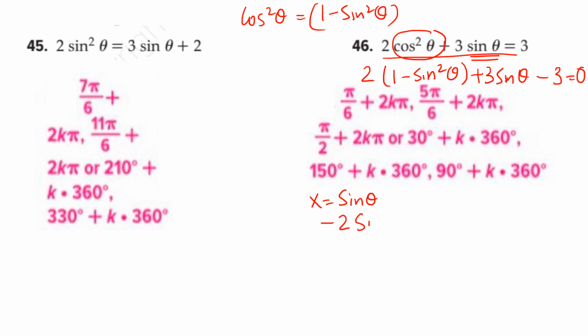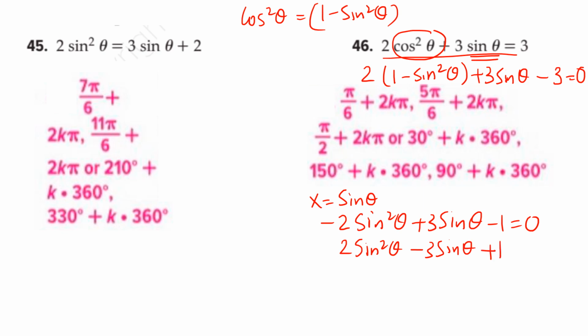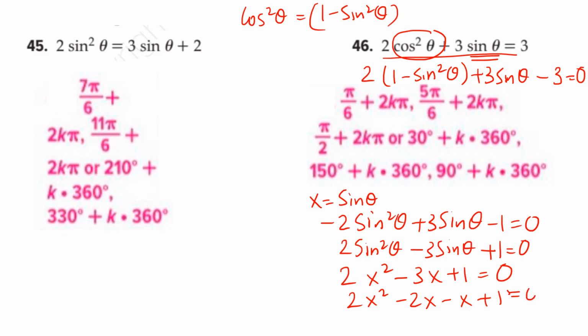minus 2 sine square theta plus 3 sine theta minus 1 equals 0. Let's make it positive. So 2 sine square theta minus 3 sine theta plus 1 equals 0. Put x. So 2x square minus 3x plus 1. It's a quadratic. So we split the factor using sum and product. So the two factors are 2x common, so 2x minus 1.